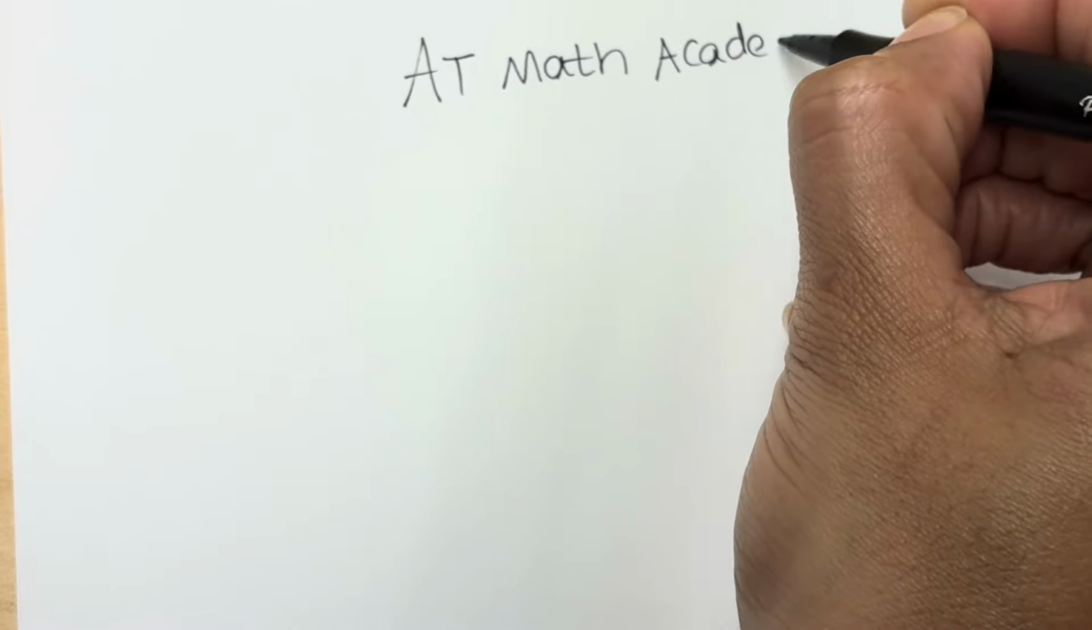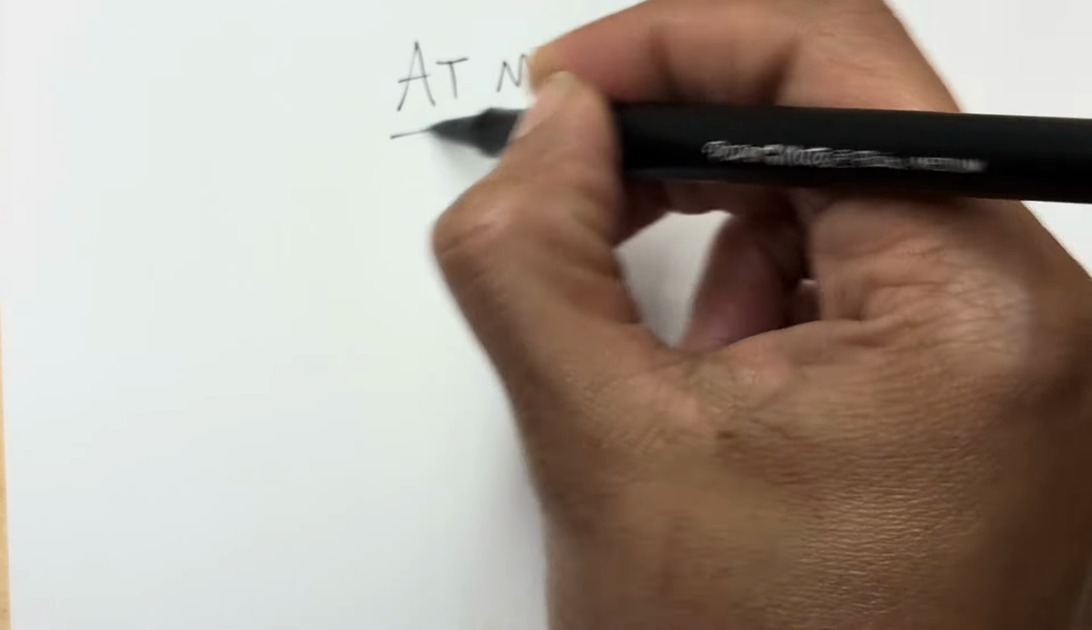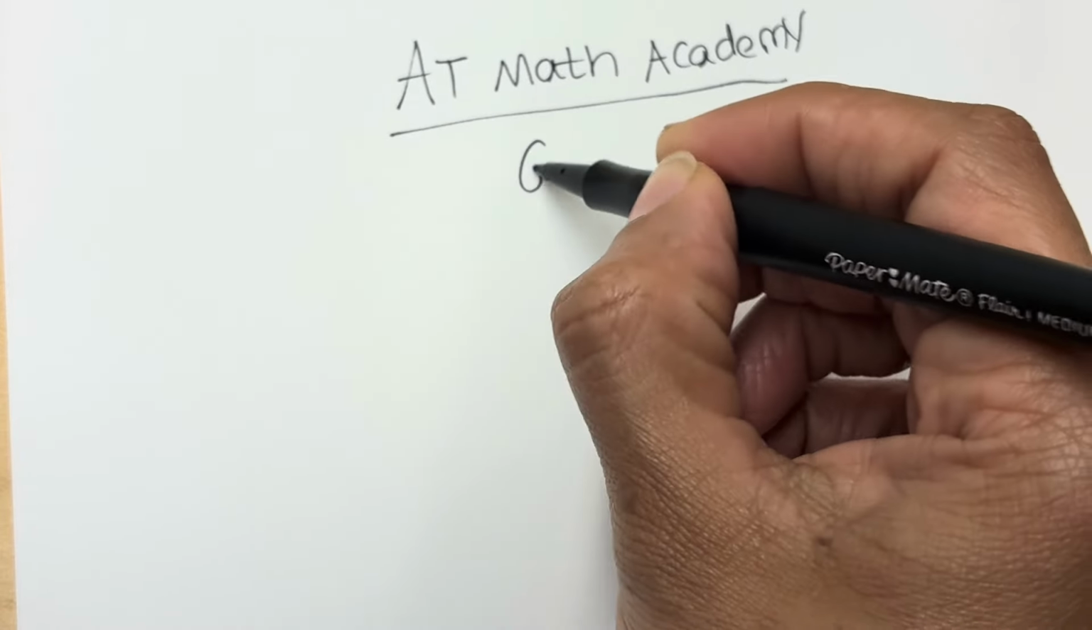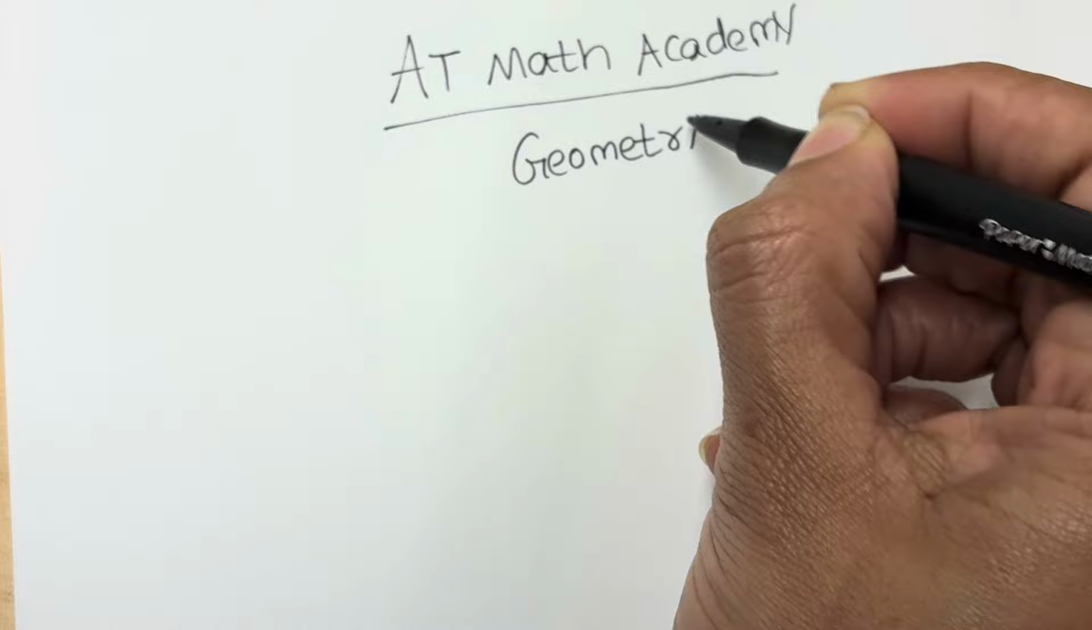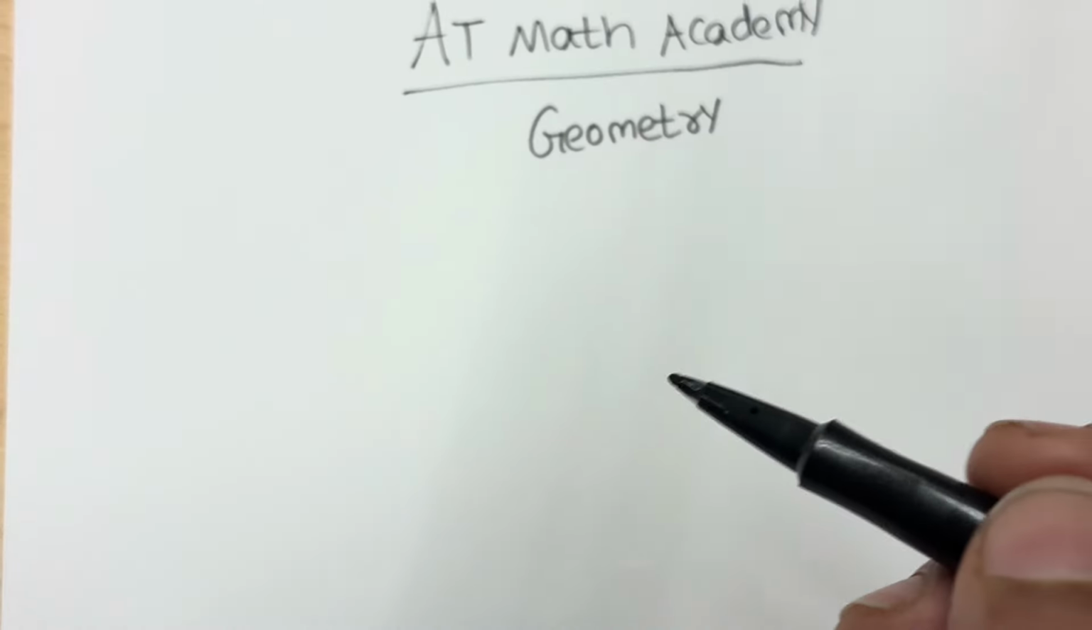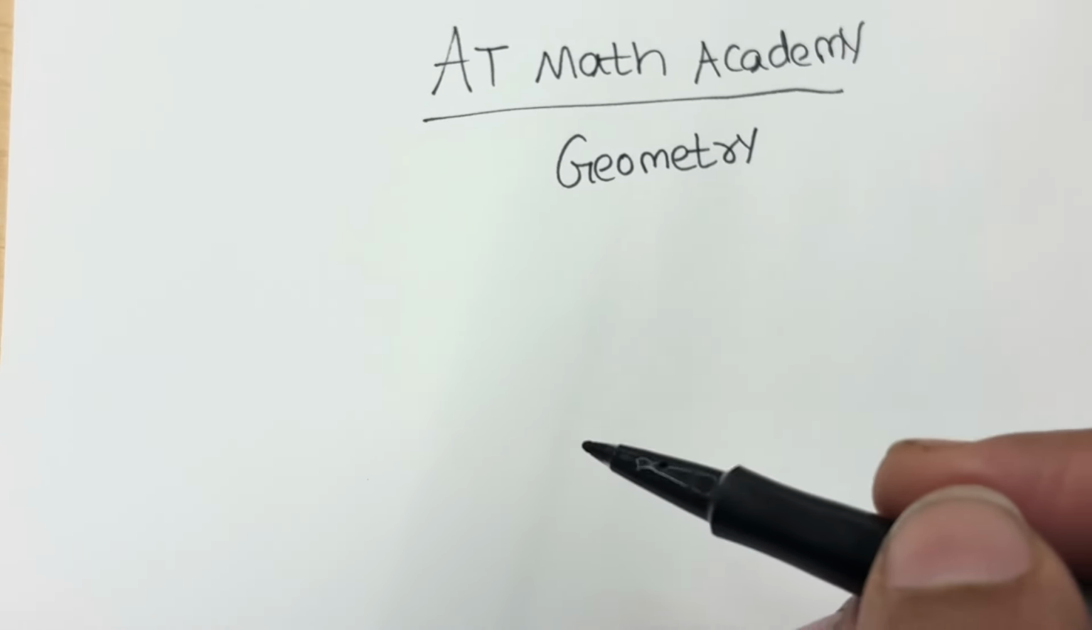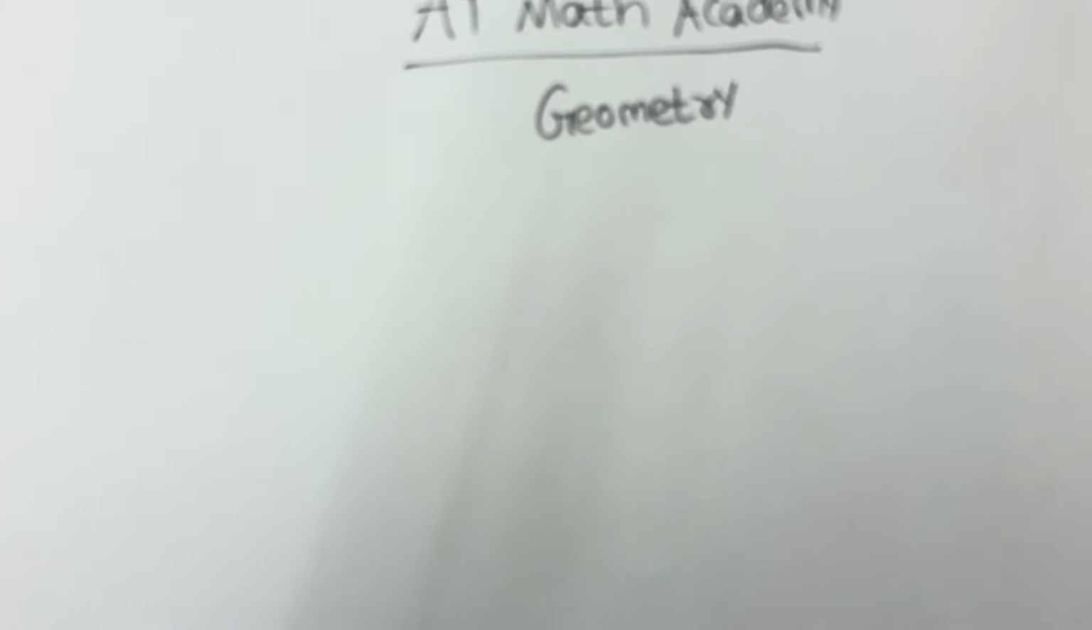And the topic for today is geometry. In my earlier videos, I have shown you the volume and surface area of a rectangular prism. So today we are going to see the volume and surface area for a triangular prism.